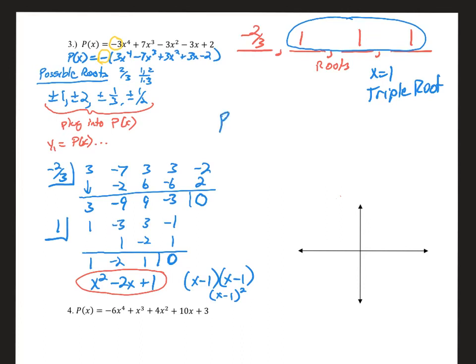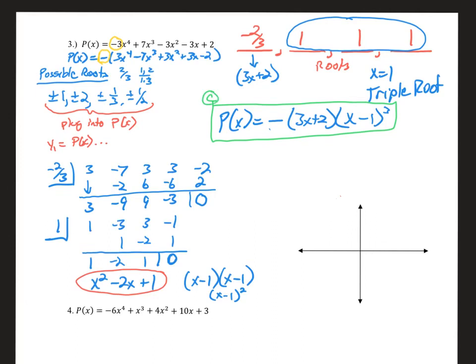What is this now in factored form? All right. Well, the negative 2/3 root would be 3x plus 2. Oh, you know what? Got to put the negative in first. Negative, 3x plus 2, and then x minus 1 cubed. If you wanted to write out the x minus 1 three times, you could, but the easiest way to do it is just like this.